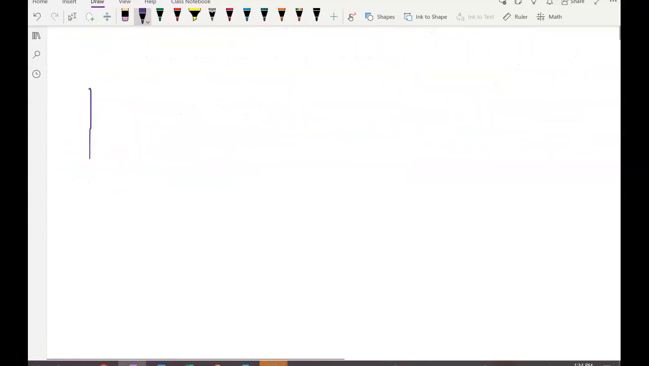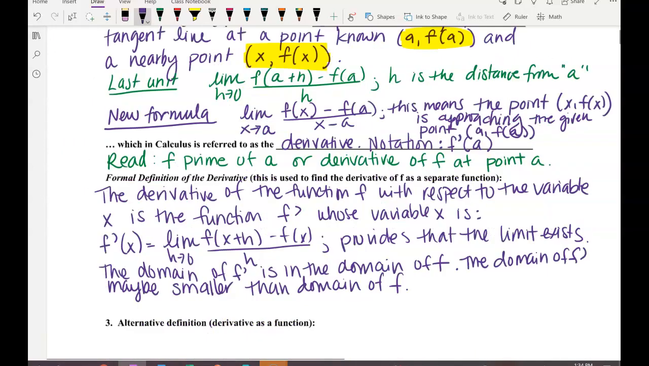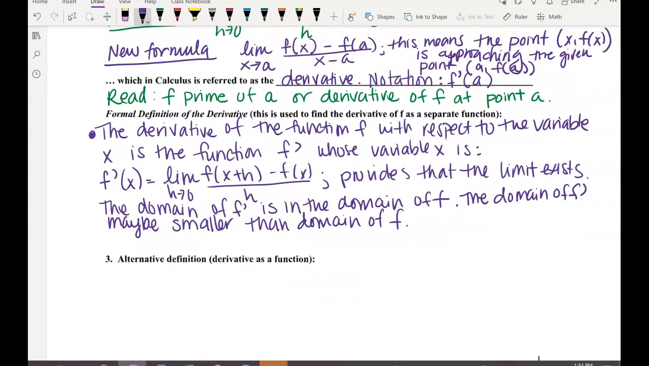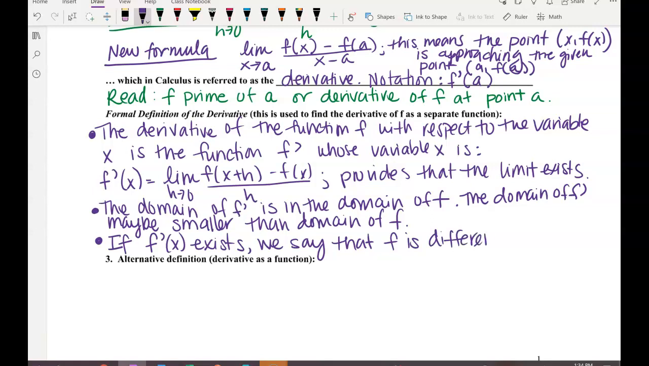Can we do a bullet right here? Okay, can we do a bullet right here? That's number one. Number two will be the domain, and then one more bullet right there. Okay. If f prime of x exists, we say that f is differentiable at x. So this is a word that we want to know.